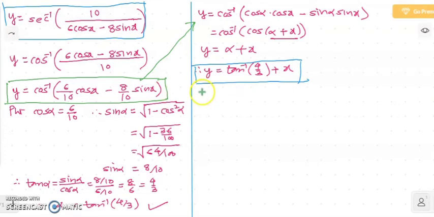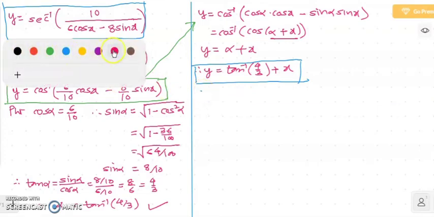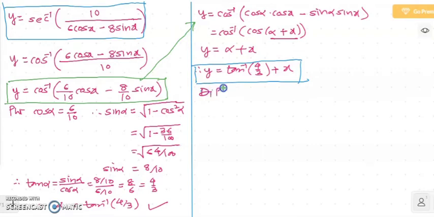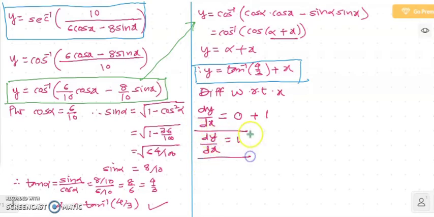So differentiating with respect to x now, we get dy by dx is equal to derivative of tan inverse 4 by 3 is 0, constant derivative, plus derivative of x is 1. So in turn it becomes just 1. Dy by dx is equal to 1. So in this manner we can solve the question which begins with sec inverse or cosec inverse. We convert it in terms of sin inverse or cos inverse and then use the regular steps. Understood?